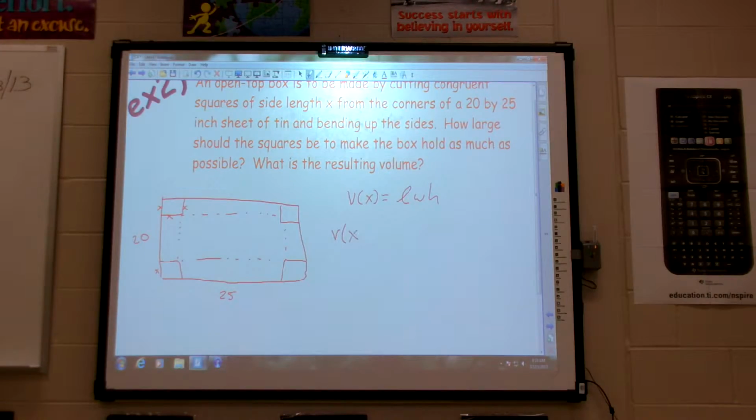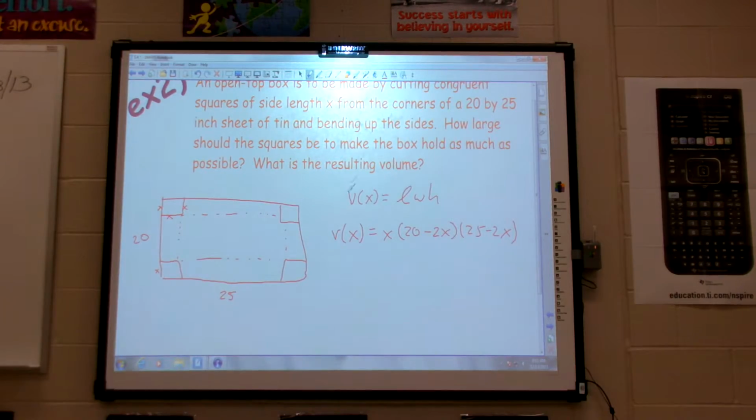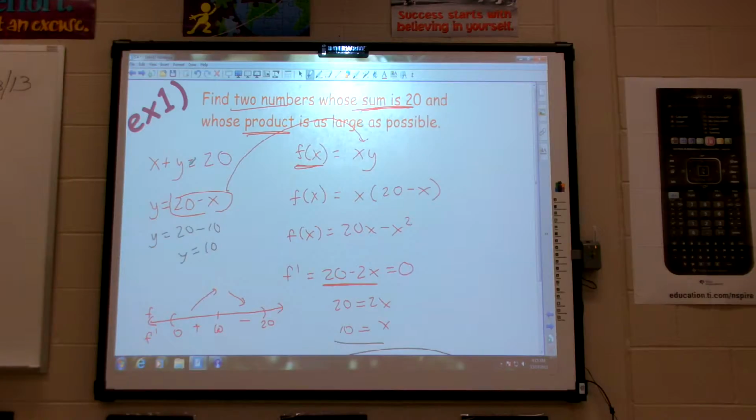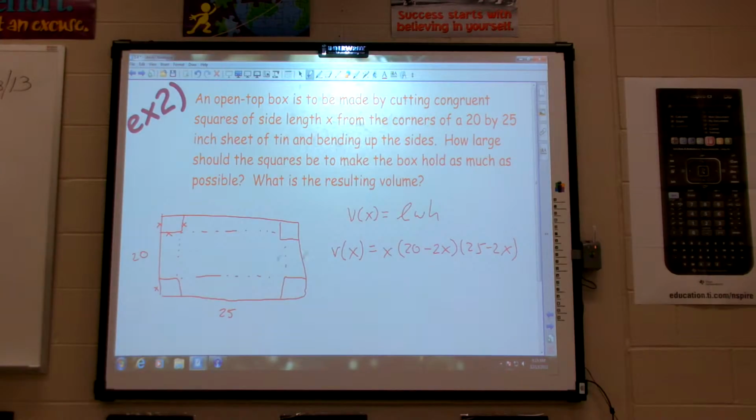So my v of x is going to be x times (20 minus 2x) times (25 minus 2x). It's a very famous problem. Do you follow that? Do you see I now have only one variable? That's usually the hardest part, getting your function. Here's what I'm trying to maximize, and I need one variable. Last problem, I needed some other piece of information. Here, I didn't. I had enough to just use one variable.